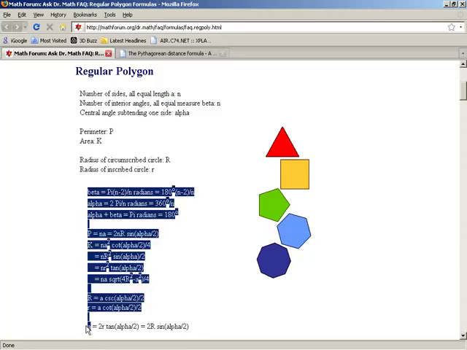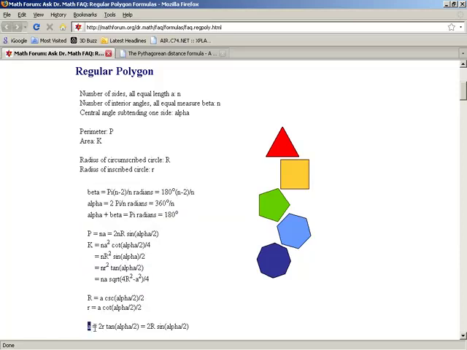Oh, A. I didn't mean to select all that. What is A? A is once again the length of one of the sides. So all of the sides are going to be equal to A. Excellent. We have a formula for solving for the length.